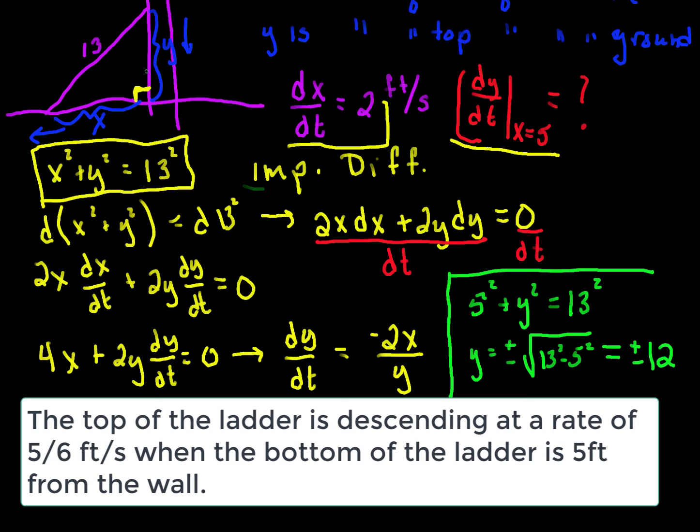And notice I didn't use the negative. Let me repeat that. It is descending. So that is incorporating the negative sign already. So it's descending at a rate of 5/6 feet per second. If you wanted to keep the negative sign, then you would say that the position of the top of the ladder is changing at a rate of negative 5/6 feet per second. Subtle differences there, but again, I want to stress that.